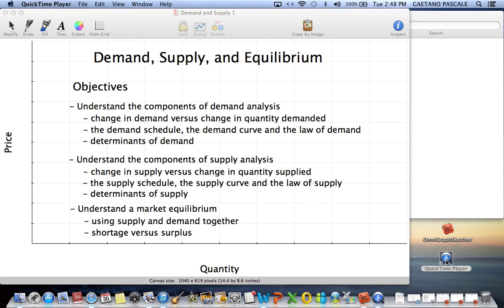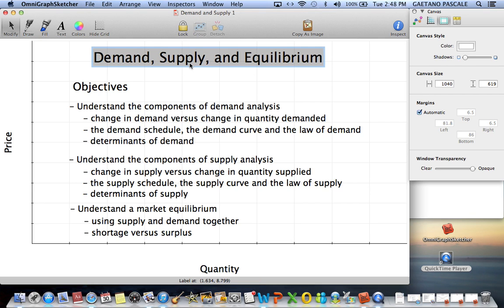The next portion in my lecture series for the principles of microeconomics. In this video, I'm going to take a look at demand, supply, and equilibrium. These are important because most people do not have a fundamental understanding of how a marketplace works. So the purpose of this video is to make sure that the students have a good understanding of demand, supply, and equilibrium.